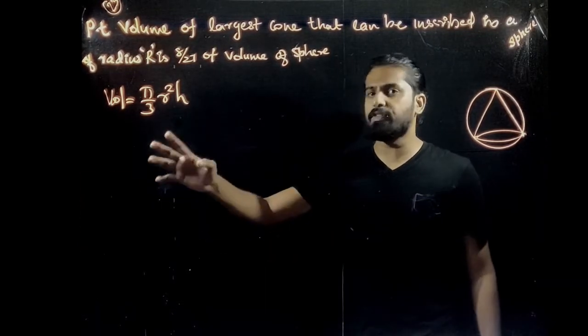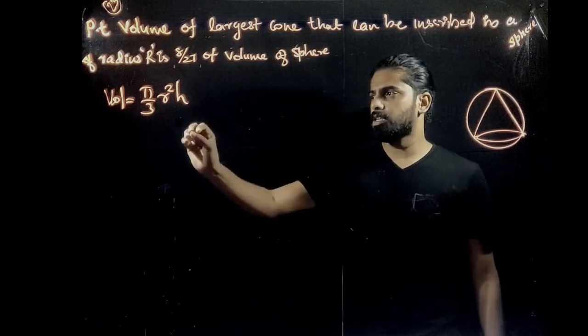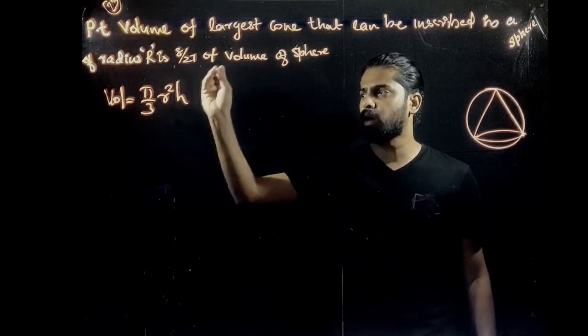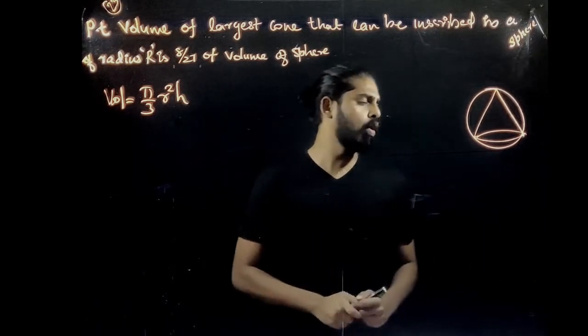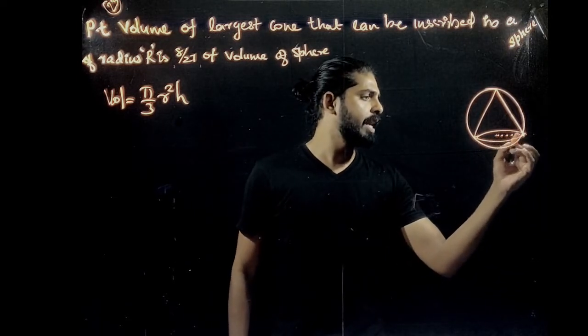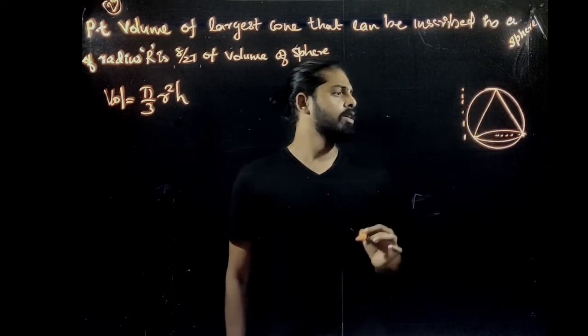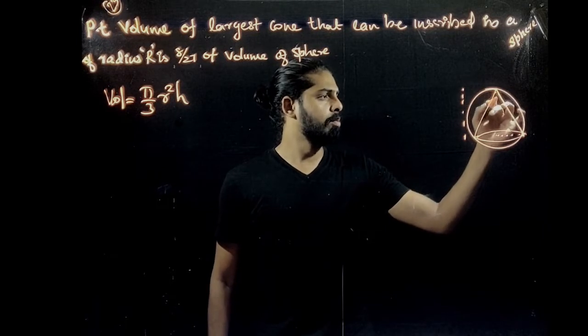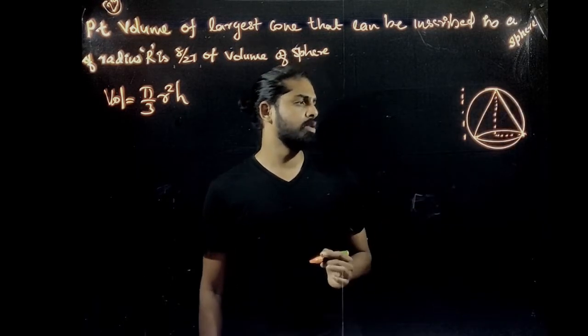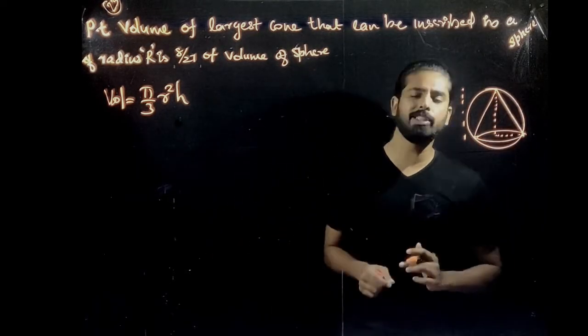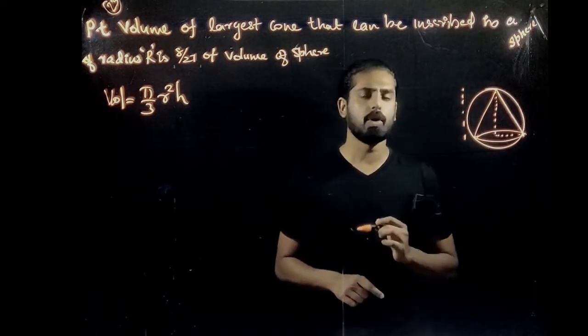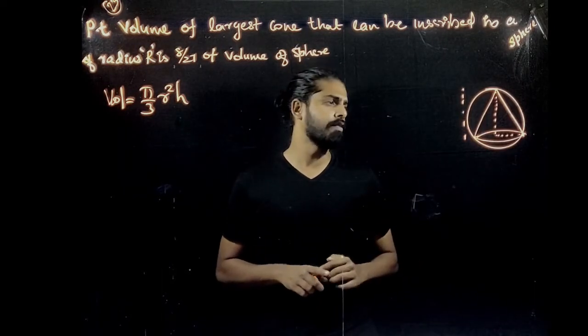This function is not in the form of f of x, that means it is not in the form y equal to f of x. It is depending on radius and height. Radius and height both are variables. See, this is the radius and this is the height of the cone. Radius and height can't change independently. If the radius changes, the height also changes. You can clearly see that from the figure.